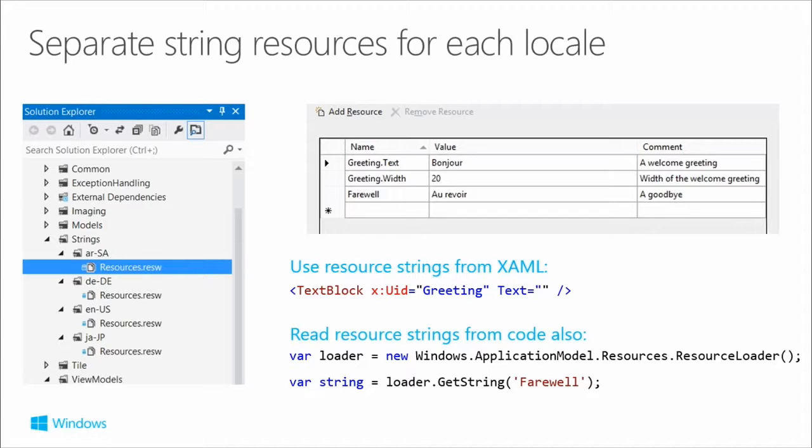And in code, you can do things as well. So you can have that farewell, au revoir there. In code, you can create a new instance of a resource loader and then call loader.GetString and again pass the key into the resource file. And Windows will just take care of going into the resource file and picking the right one out, according to whichever resources best fit the user's selected language preference in the control panel.